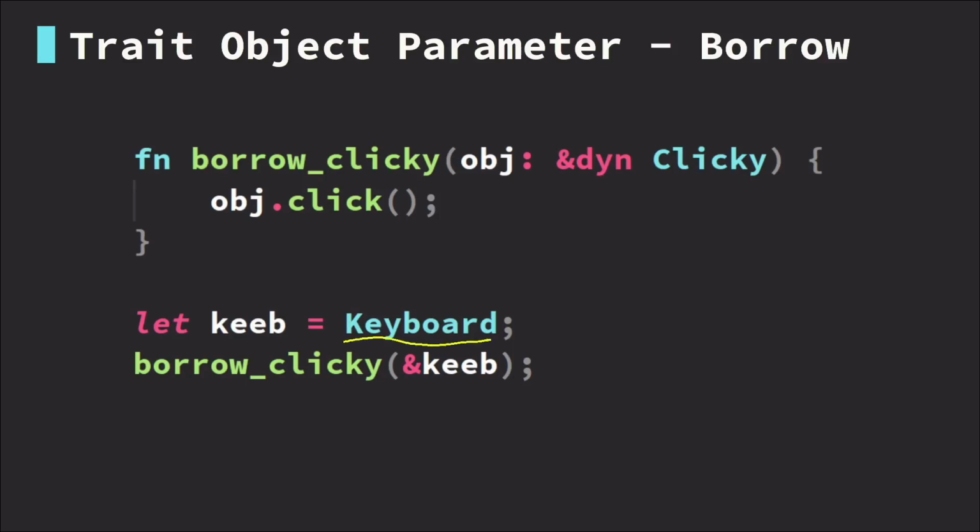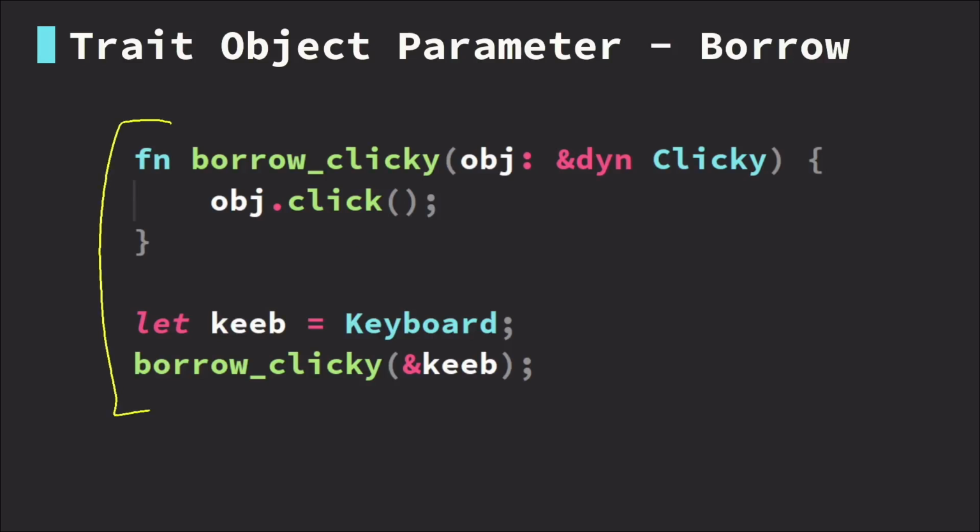So here we just create a keyboard, assign it to the key variable. We then borrow the keyboard in our borrow clicky function. Since the borrow clicky function takes a dyn Clicky type, or a trait object, we know that Rust will automatically convert it, and then we'll get the click function called.